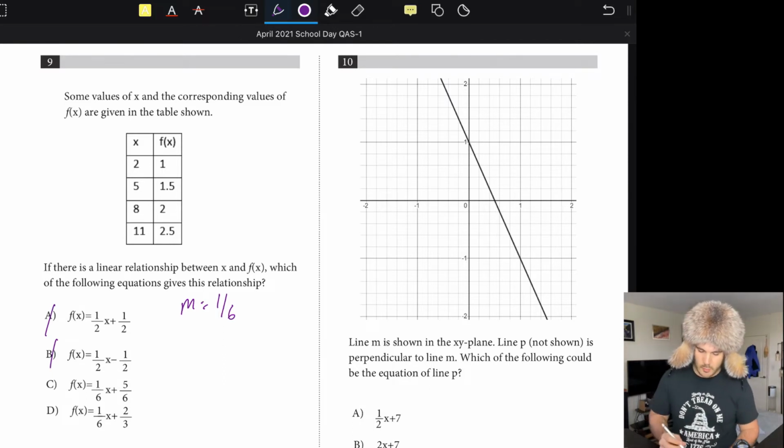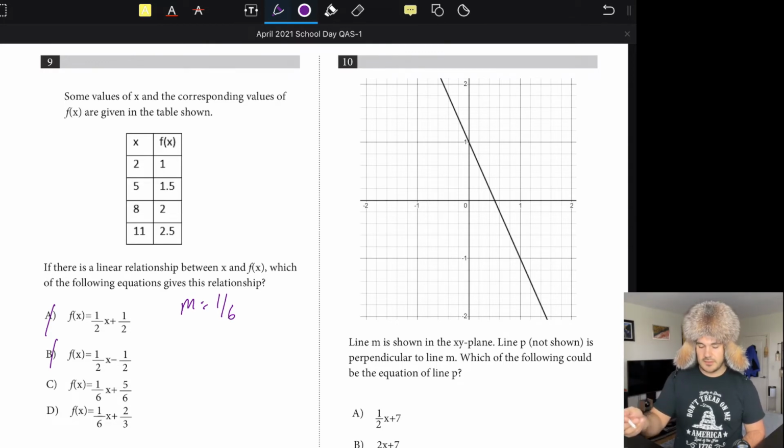So the question is the y-intercept 5/6 or 2/3? Well, let's test it out. We know the slope is 1/6, which means when x equals 1, f of x should be 5/6, but when x equals 0, which is where the y-intercept is located, then f of x should be 4/6, which is 2/3, which is D.